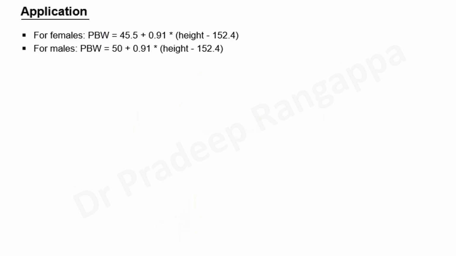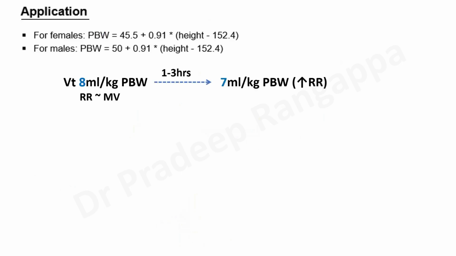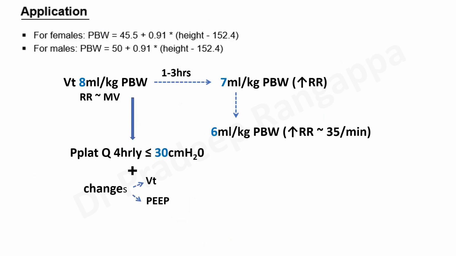So it's like in ARDS, you would measure the predicted body weight with the height, and you start with a tidal volume of 8 ml per kg of body weight, and over 3 hours you reduce the tidal volume to 7 ml per kg, and then you progressively decrease the tidal volume. And you will check this titration of the tidal volume keeping in mind the plateau pressure. So you need to keep taking the plateau pressure at least 4 to 6 hourly and aim to keep the plateau pressure less than 30 centimeters of water. If plateau pressure is high, obviously you would reduce the tidal volume further, and efforts are made not to keep the plateau pressure more than 30.